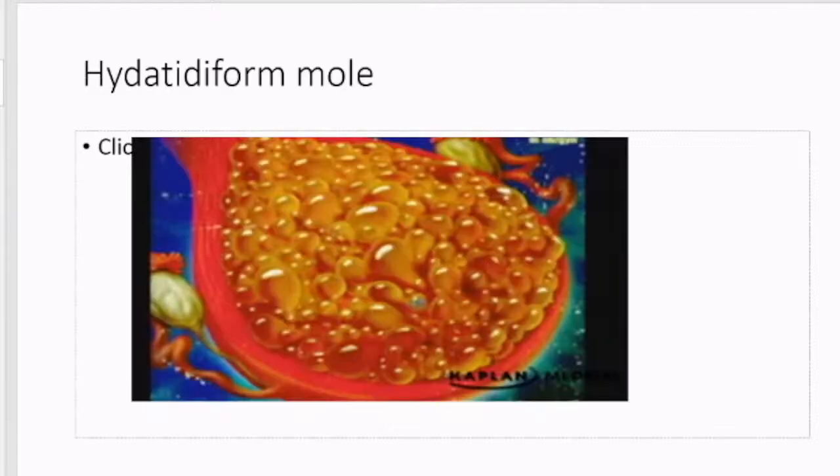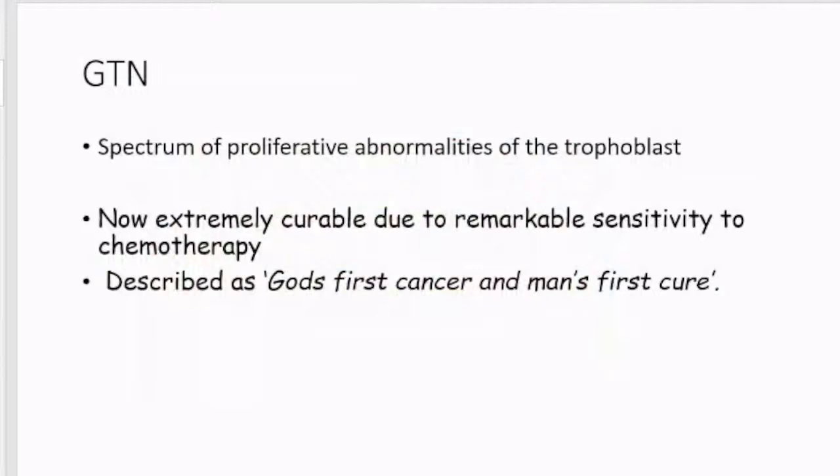So a hydatidiform mole, as you all know, is a spectrum of proliferative abnormalities of the trophoblast. You have an abnormal conceptus where you don't have any part of the fetus, or you might have a partial mole with some part of the fetus, and the placenta is proliferating abnormally. That's gestational trophoblastic disease. Why do you need to know about this? Because even a benign vesicular mole can metastasize, even to the lung, and it's an eminently curable cancer. If you counsel the patient properly and she comes for treatment, you can almost assure a 100% cure in most women, except in the very high risk.